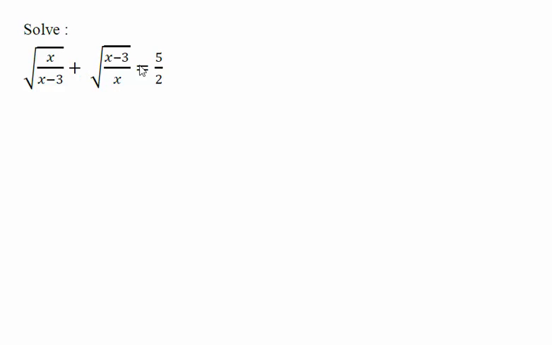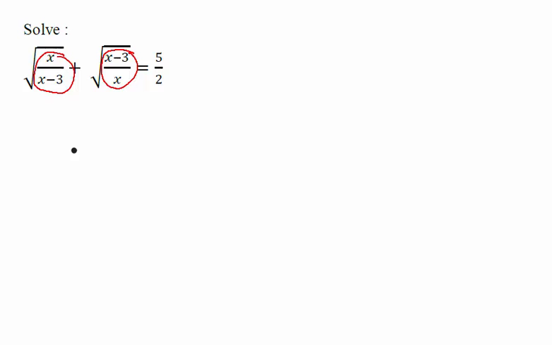Okay, so in this question we have to solve this particular equation. This equation looks a lot complicated, right? But if you look very closely, you will observe that the variable terms appearing are x upon x minus 3, and the second term is x minus 3 upon x. So basically these are inverses of each other, right? Further, under root is also present in both of these terms.